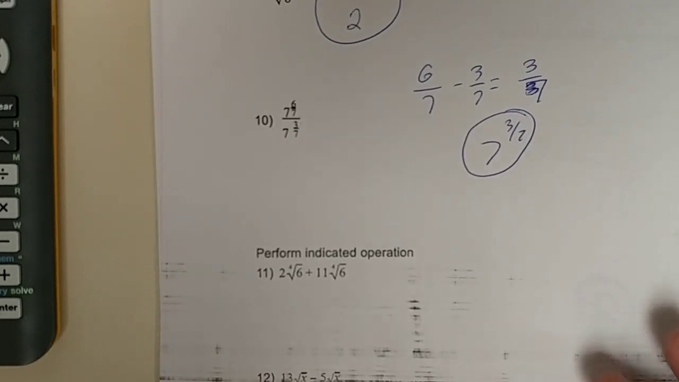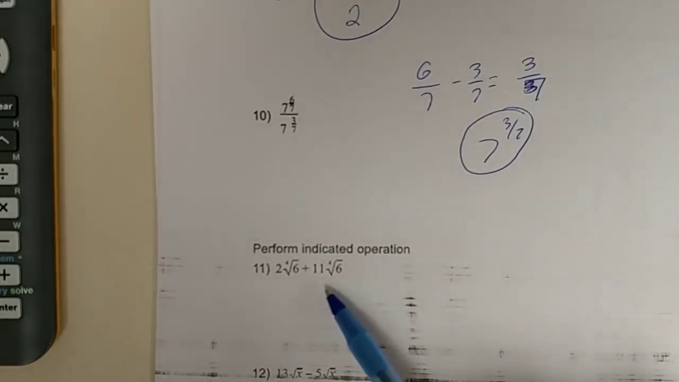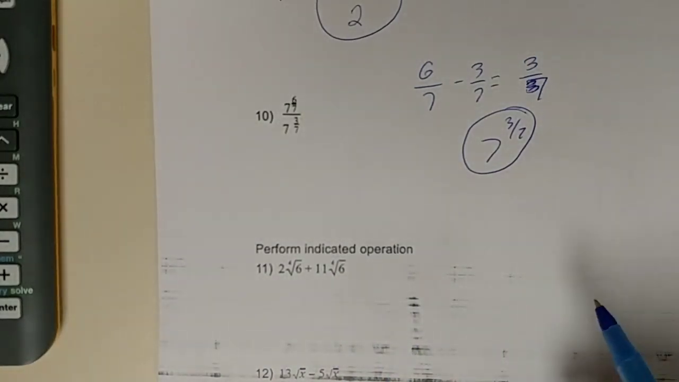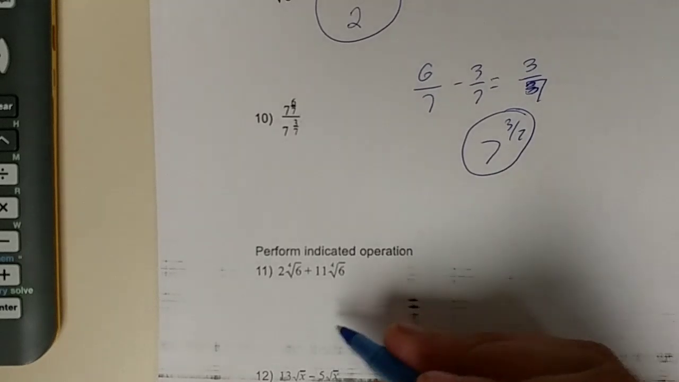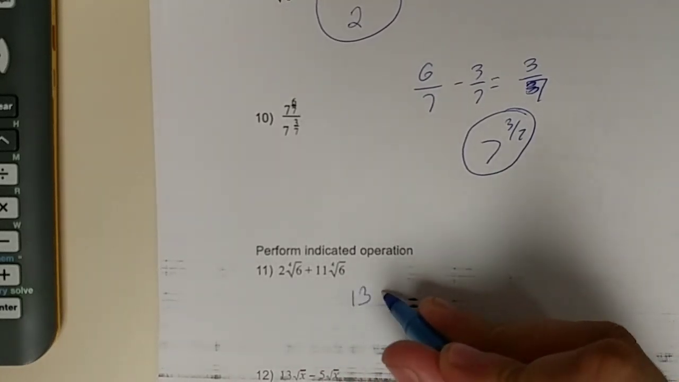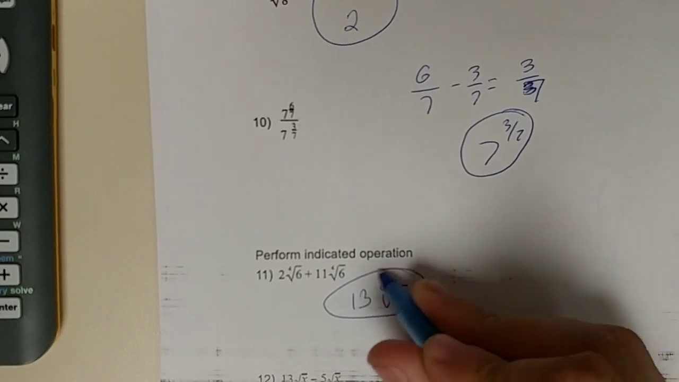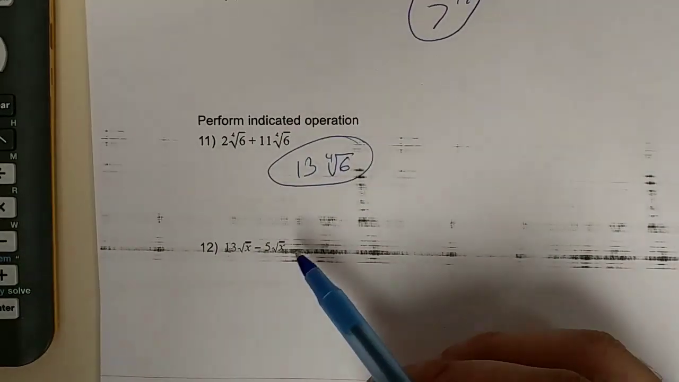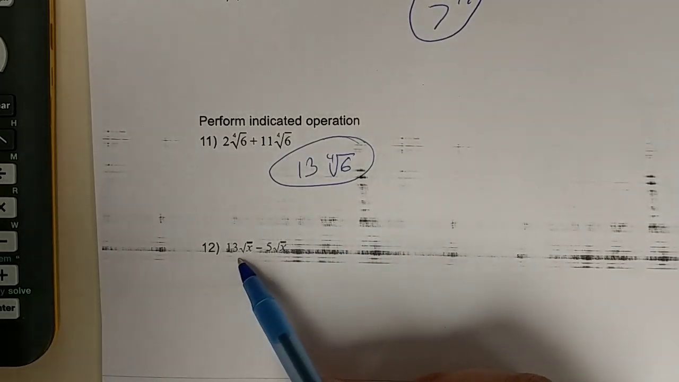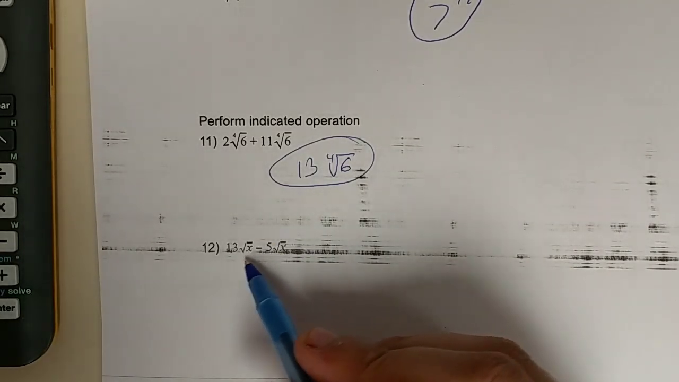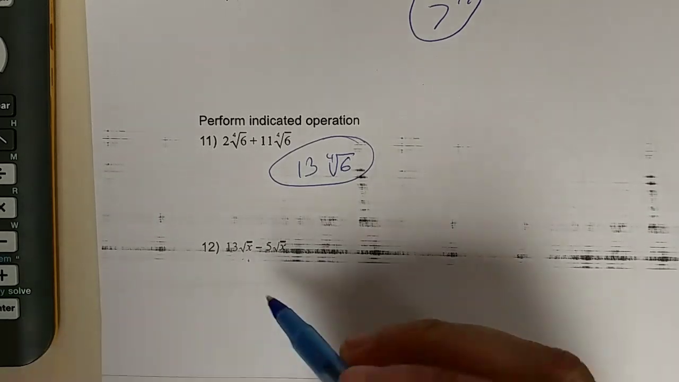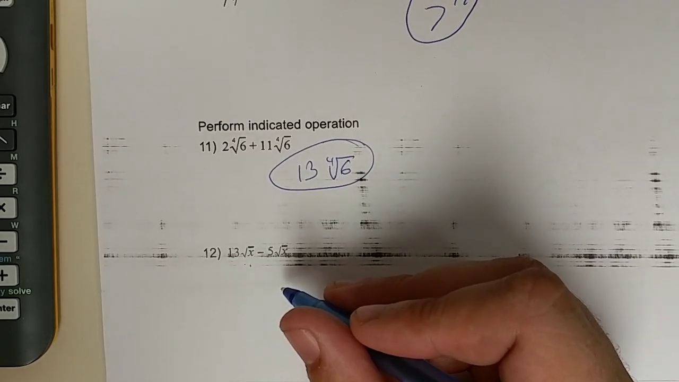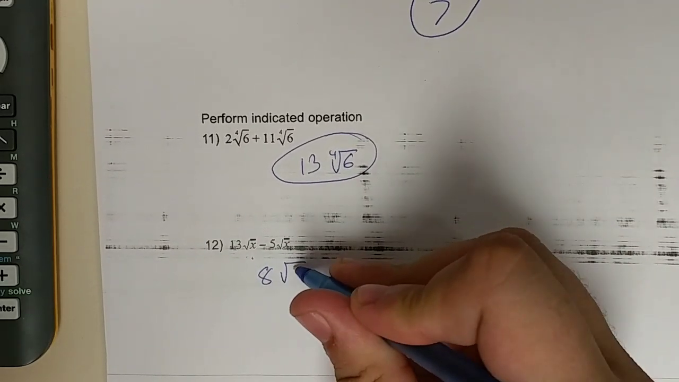All right, number 11, perform the indicated operation. These have the same exact base, 4th roots of 6. Because they have the same exact base, I could just add the numbers in front normally. So 2 plus 11 is 13, 4th root of 6. It didn't print well on the paper, but this is 13 root x minus 5 root x. They have the same roots. So it's going to be 13 minus 5, which is going to be 8. So 8 root x.